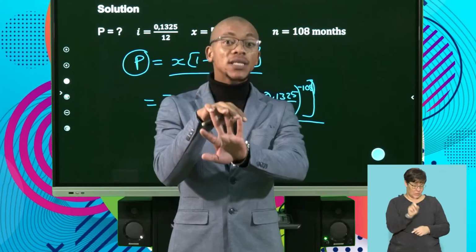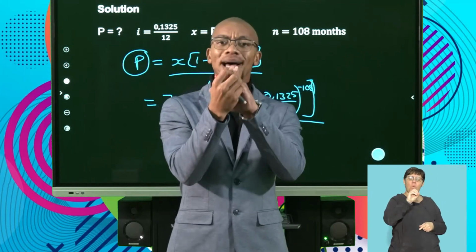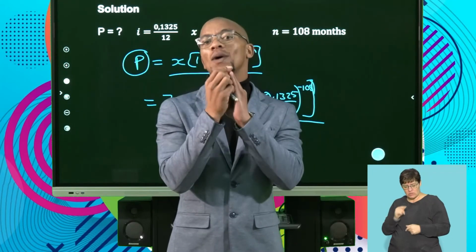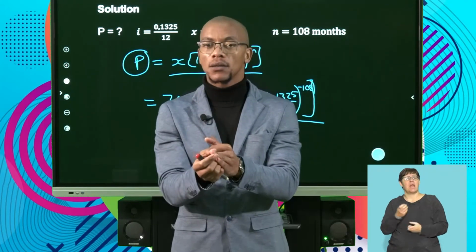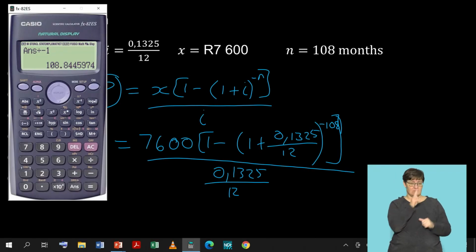Now we are using the very same concept: if I've paid for 108 months, but my loan is still not complete, how much more do I still need to pay the bank, right? And that much more is definitely going to be less than the 7,600. Let's quickly look at that. Now I'm going to go to my calculator, you know that.